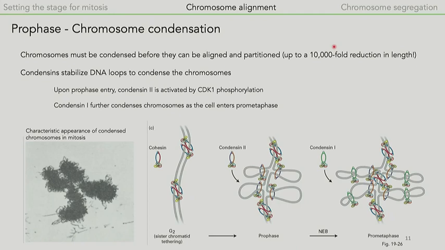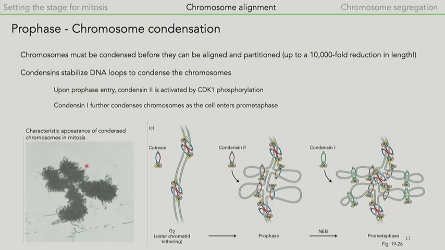And this is so that you can easily move these chromosomes in the mitotic spindle and to separate them, right? If you just had floppy pieces of DNA, then it would be really hard to move them accurately without them all getting tangled on each other. So this condensation is required for accurate chromosome segregation.